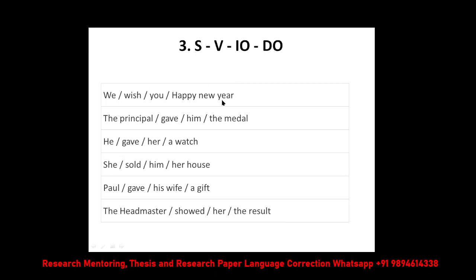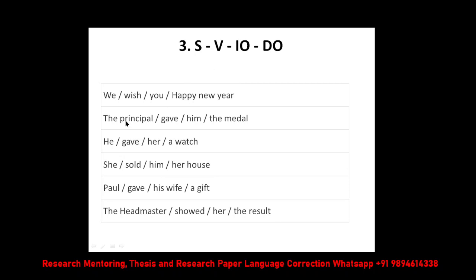We wish you Happy New Year. We wish Happy New Year. If you answer only "we wish Happy New Year," then we is the subject, wish is the verb, and Happy New Year is a direct object. To whom? To you. That's why it is an indirect object.